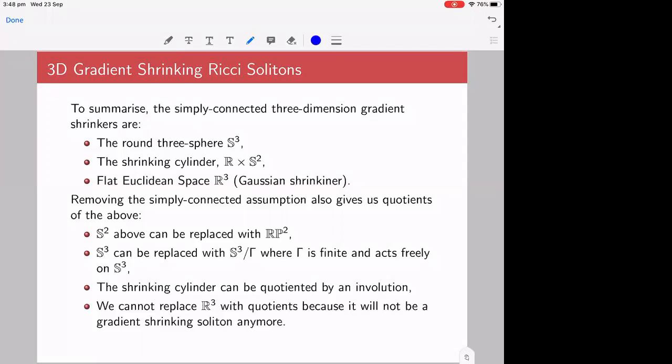Oh, and I'm not exactly sure about this one, but I think the only thing you can do to the cylinder is replace it with a quotient by an involution, one that either preserves the orientation of your cylinder or reverses the orientation of your cylinder. So maybe some more topology experts can point me in the right direction for how this list is supposed to look, but I think this is most of them.